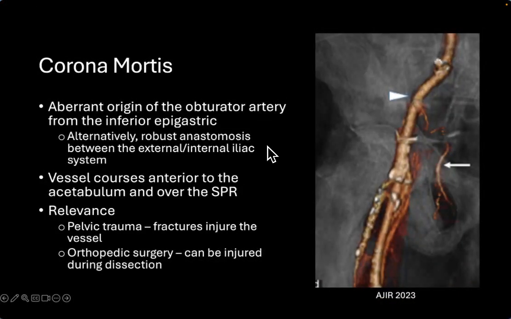Aberrant origin of the obturator from the inferior epigastric. You can get some sort of variance where it's not quite the obturator taking off, but there's this robust kind of collateralization between a normal obturator coming from the iliac system and then some smaller robust collaterals coming from the external iliac near that inferior epigastric origin.